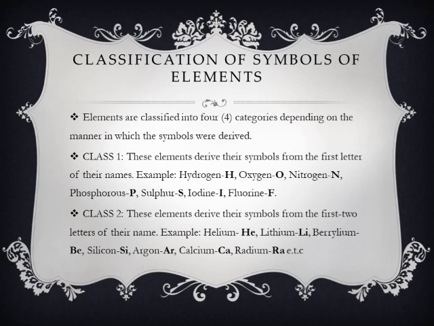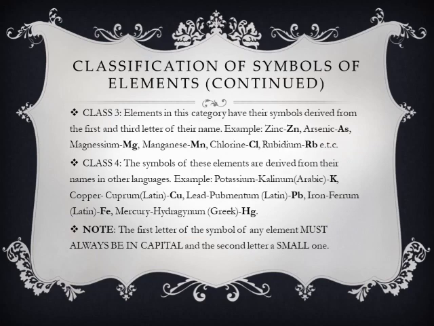Their symbols are derived from the first two letters of their names. Now, for the third class, the elements in this category have their symbols derived from the first and third letter of their names. Example: zinc, Zn, arsenic, As, magnesium, Mg, manganese, Mn, chlorine, Cl, rubidium, Rb. Then for the fourth class, the symbols of these elements are derived from their names in other languages.